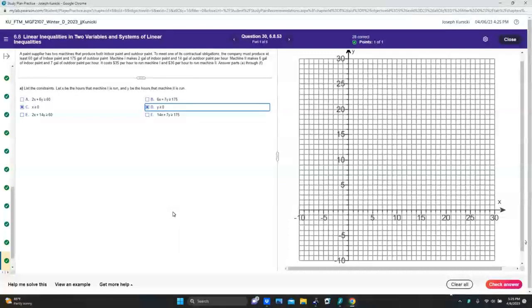Now for the outdoor, it's 175. I would get 14x plus 7y for the outdoor. So the 2x plus 6y is a constraint, and 14x plus 7y greater than or equal to 175 is for the outdoor. So there's my constraints. The other two are just distractors. See, because the 2 and 14 are part of machine 1, it can't be a y. And then 6 is part of machine 2, it can't be an x. So that's how you know those two are false. So there's my constraints.